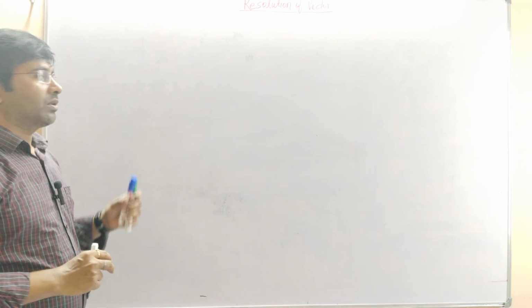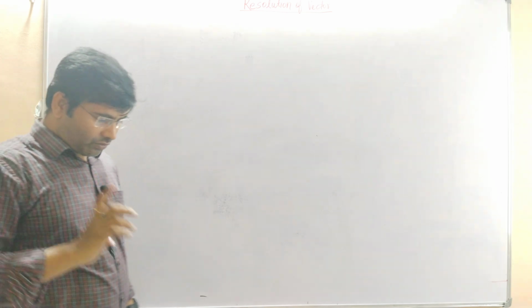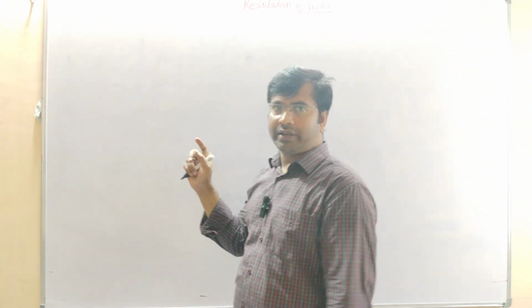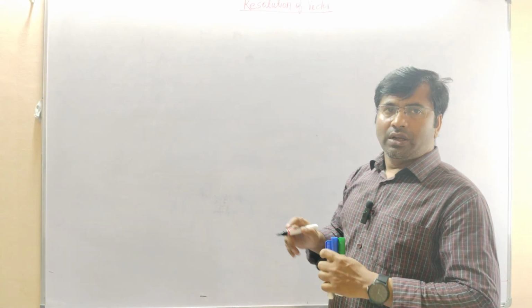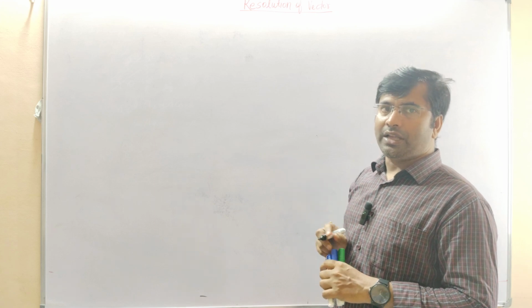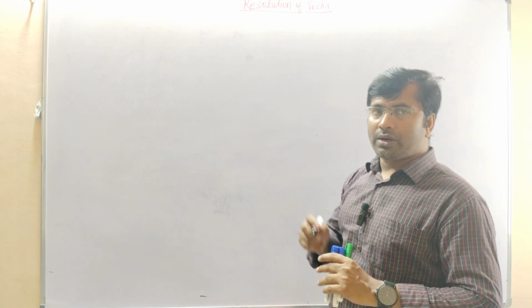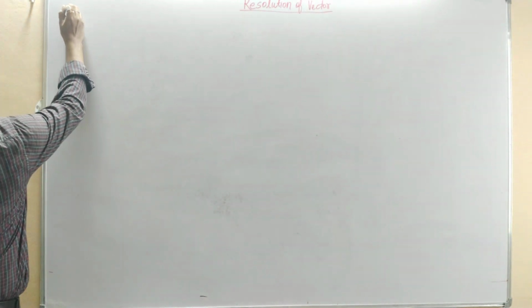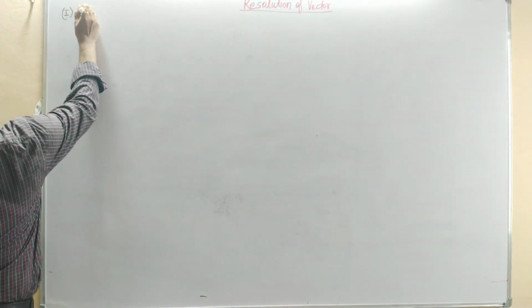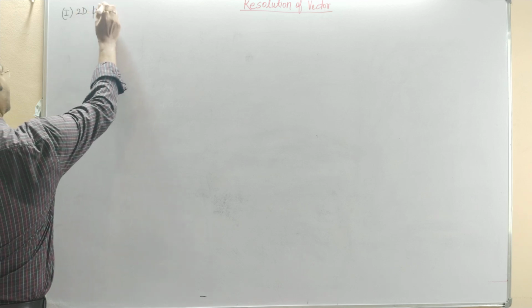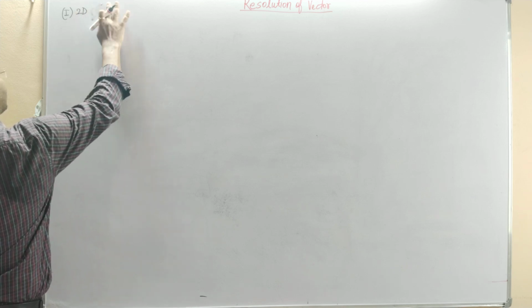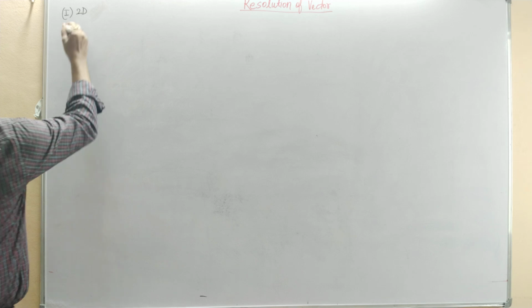So this topic we will cover in two parts. First one is resolution of a vector in 2D, and second one is resolution of a vector in 3D. That means a 3D vector will be given. So in two parts, first I will cover the 2D part, second I will cover the 3D part. So first one is 2D part. So this is 2D.